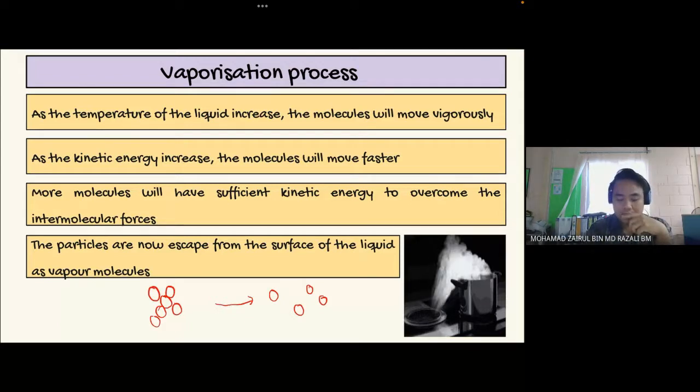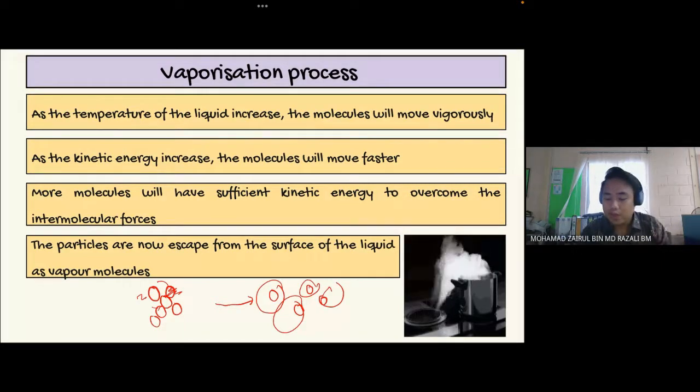So now dia dah move vigorously, dia gerak laju-laju. So sometimes some molecule akan possess enough kinetic energy so that dia boleh turn into gas. Gas ini yang terhasil ni akan escape from the surface of the liquid tu as a vapor molecule. Yang awak nampak ni, inilah kita panggil sebagai vapor. Okay, boleh tak ni? Dapat tak?